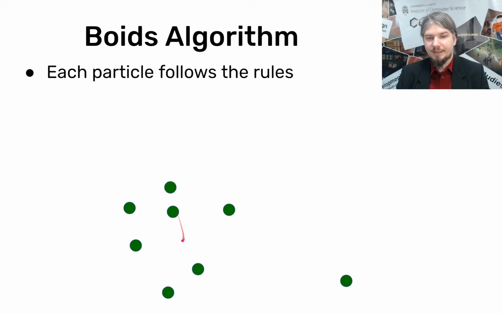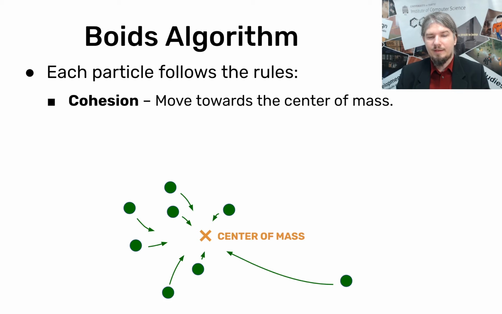So we have some particles, a particle system, and the first rule these particles follow is cohesion. All of these particles tend to move towards the center of mass. Somewhere there is a center of mass of all these particles, kind of the middle point, and all of these particles try to move towards that center of mass.